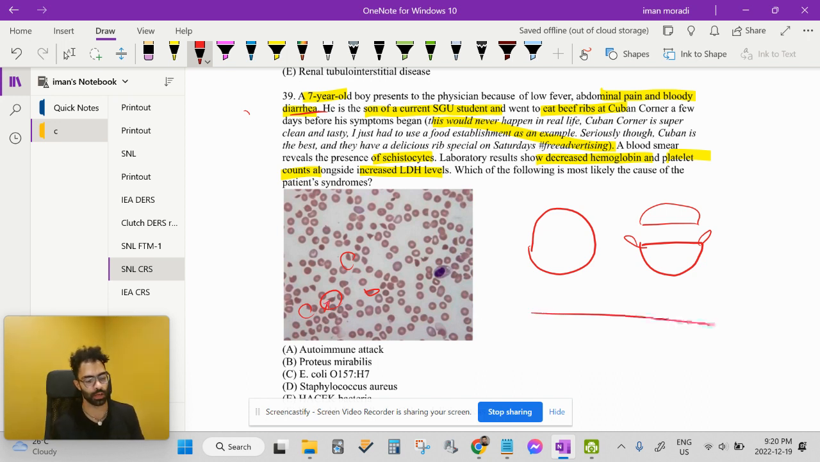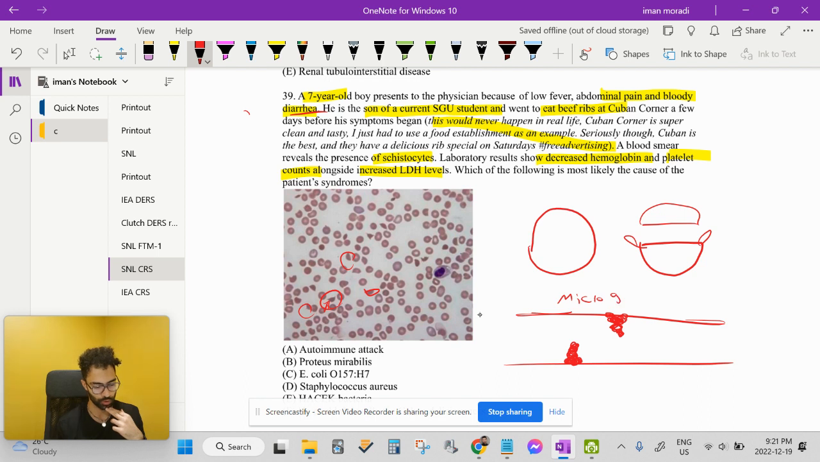So what happens with these cells is that if this is your vessel, for one reason or another, you get activation of platelets. So platelets get activated and they bind here and they form these irregularities on the small vessels, right? Microangiopathic, got the micro here, and then so these cells get sheared through these.